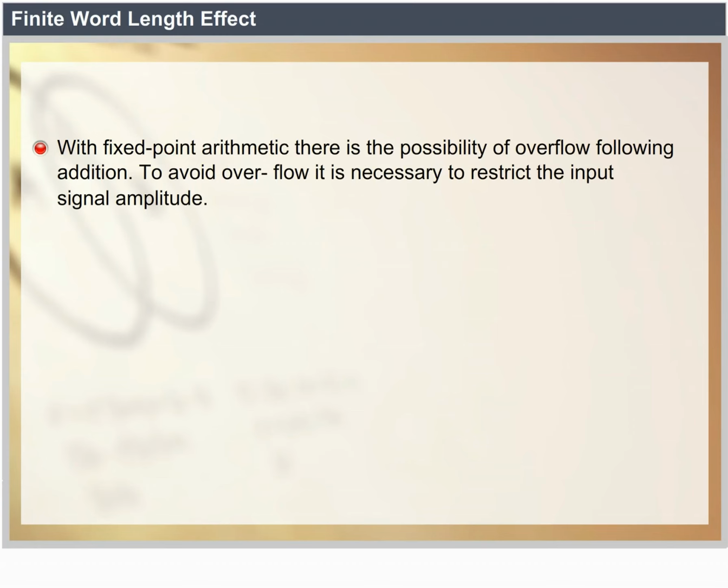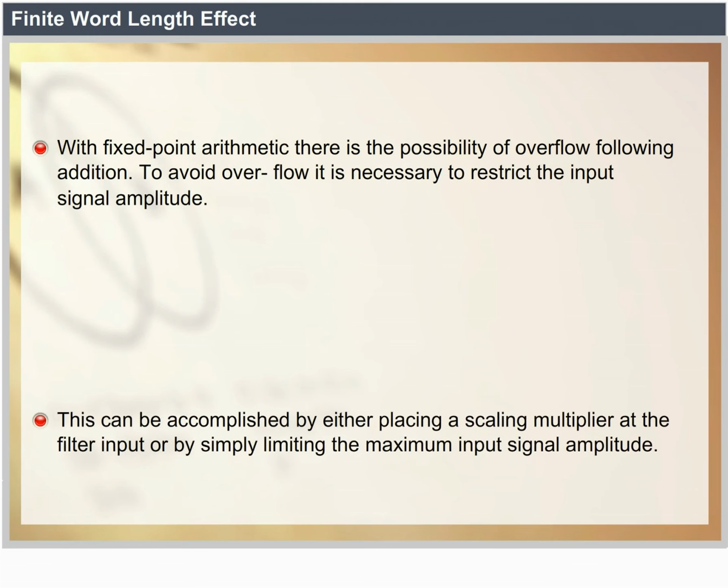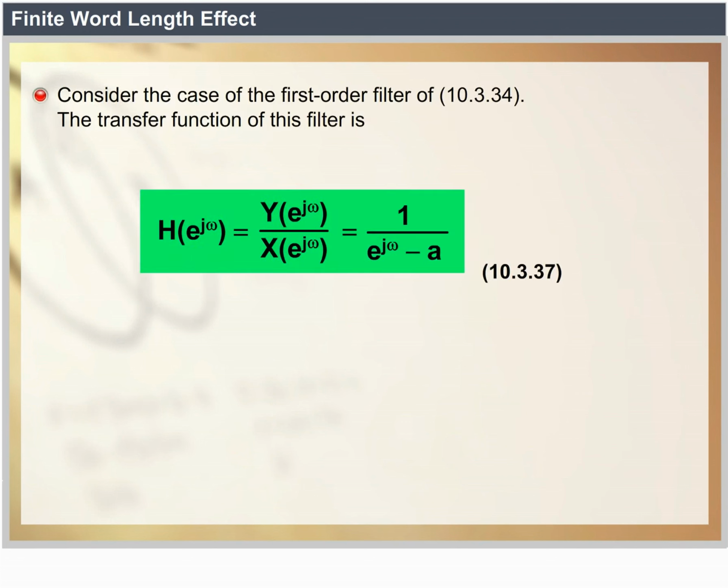With fixed point arithmetic, there is the possibility of overflow following addition. To avoid overflow, it is necessary to restrict the input signal amplitude. This can be accomplished by either placing a scaling multiplier at the filter input or by simply limiting the maximum input signal amplitude. Consider the case of the first order filter of 10.3.34. The transfer function of this filter is H(e^jω) = Y(e^jω)/X(e^jω) = 1/(e^jω - a), equation 10.3.37.